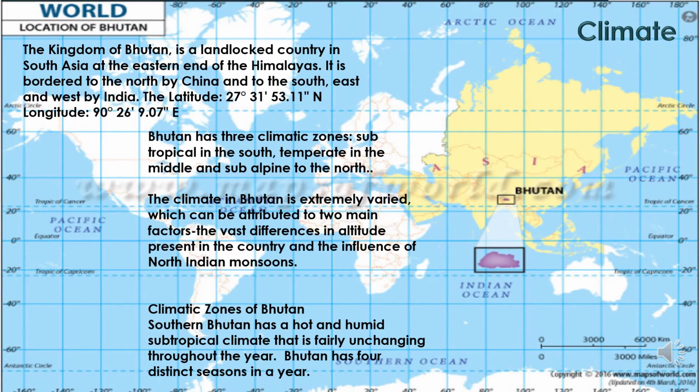Now I'll talk about the climate. The Kingdom of Bhutan is a landlocked country in South Asia at the eastern end of the Himalayas. It is bordered to the north by China and to the south, east and west by India. The latitude is 27 degrees north and the longitude is 90 degrees east. Bhutan has 3 climatic zones: subtropical in the south, temperate in the middle and subalpine to the north. Bhutan has 4 distinct seasons in a year.